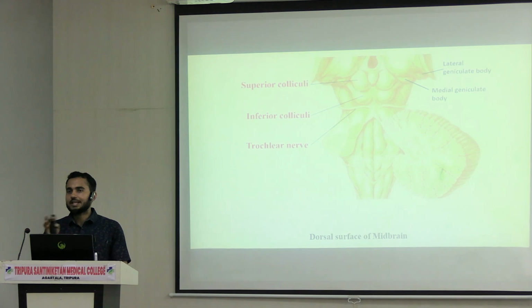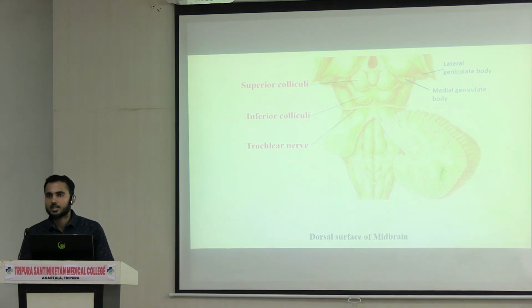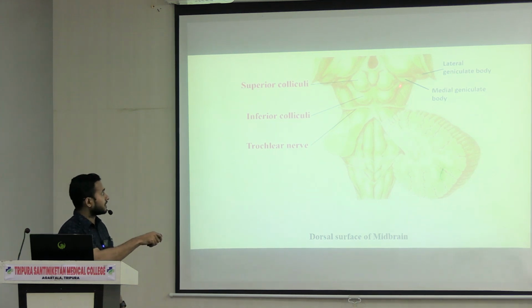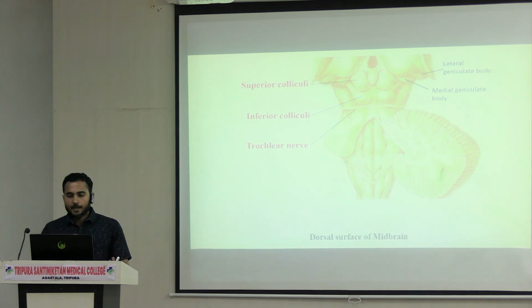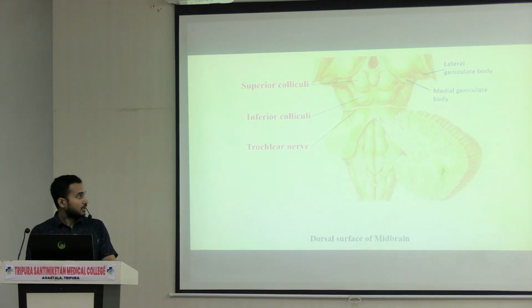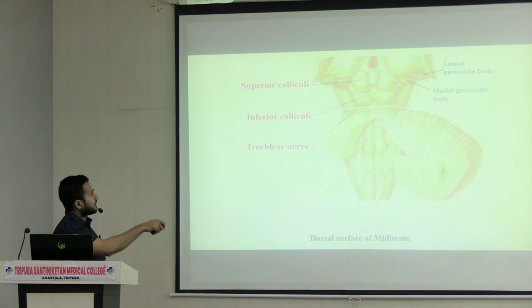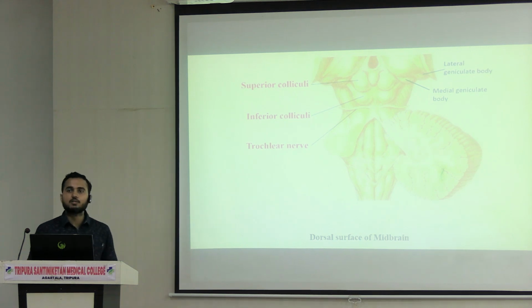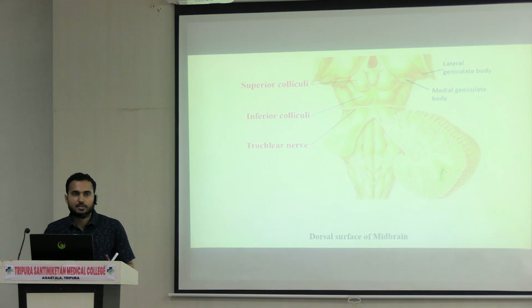Now, these colliculi are separated by the cruciform sulcus. As you can see, they are separated by the cruciform sulcus. Now, if you trace the vertical limb of the sulcus above, then you will be getting the pineal gland. So this is how the location of the pineal gland can be identified very easily.